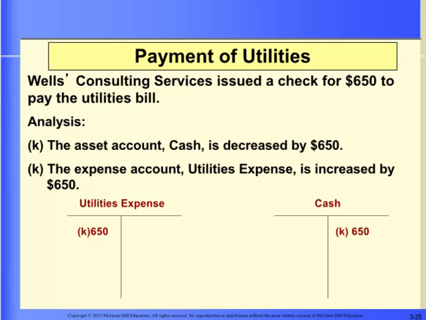Let's see how expenses are recorded. Remember, as the business incurs expenses, it causes total owner's equity to go down. Since we incurred the expense, we increase or debit our utilities expense account for $650. Cash is going down, so we credit cash for $650.